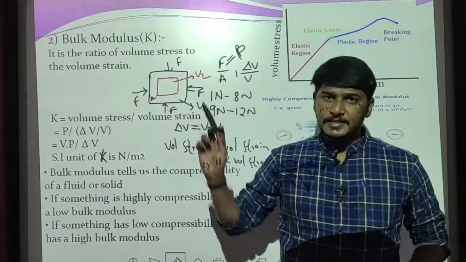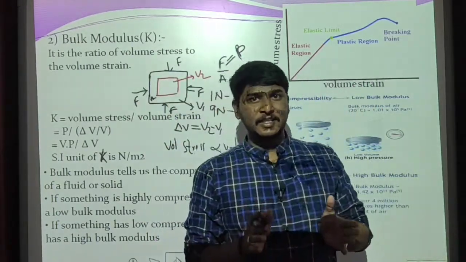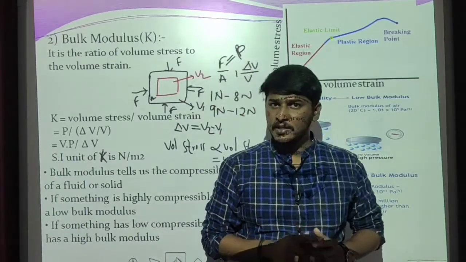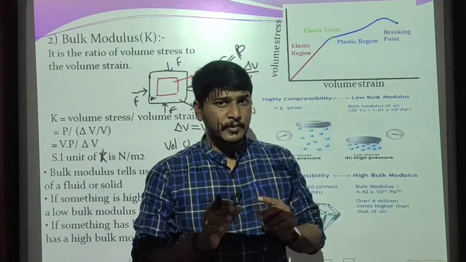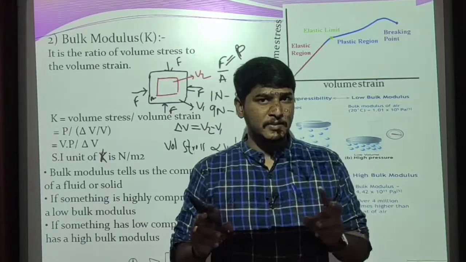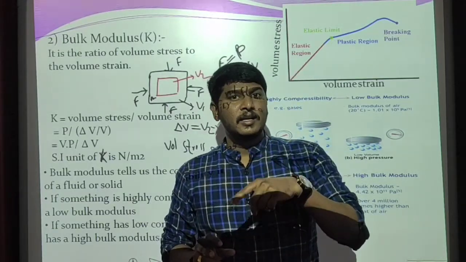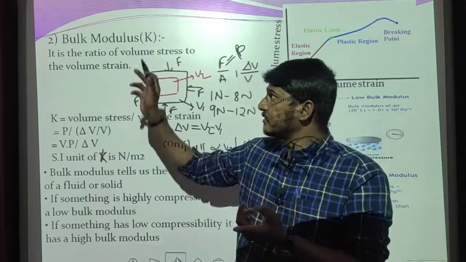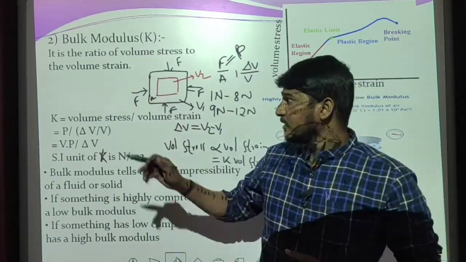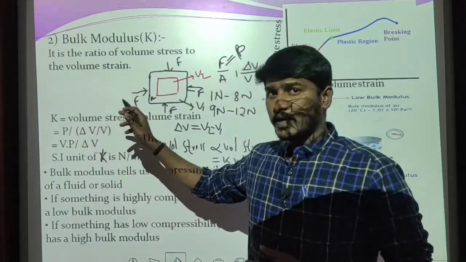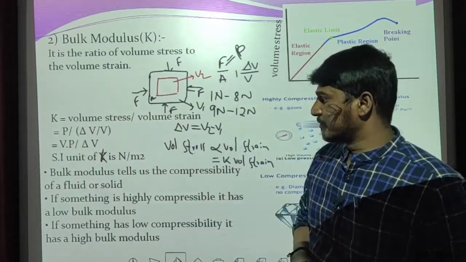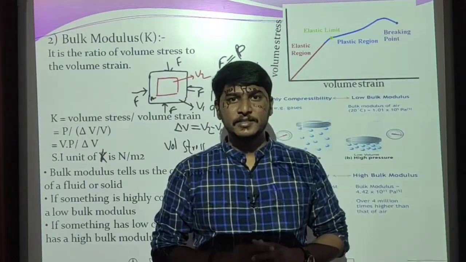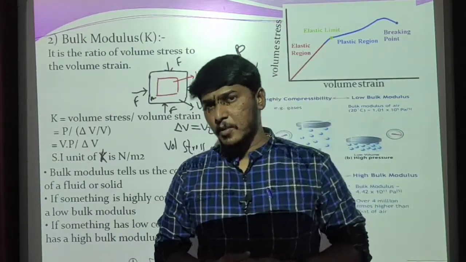Bulk modulus is simple. Within elastic limit, volume stress is directly proportional to the volume strain. Then we are going to remove the proportionality sign, and in the place of the proportionality constant we are going to substitute K. Then K is equal to volume stress by volume strain. Okay, now let us see the next type of elastic moduli.